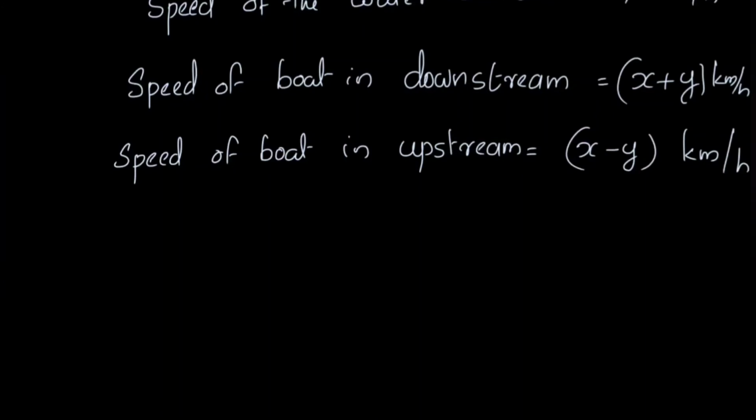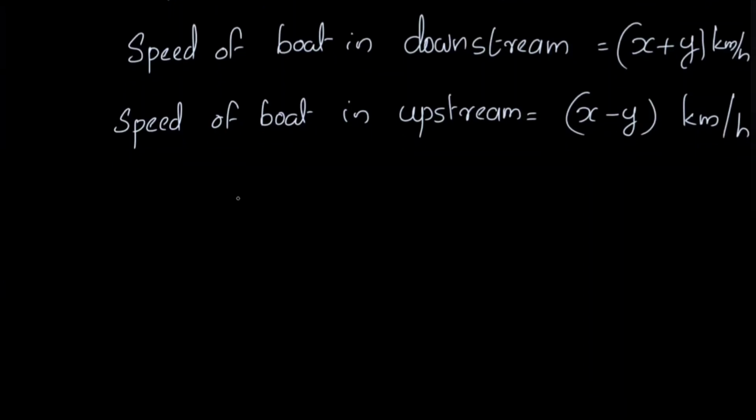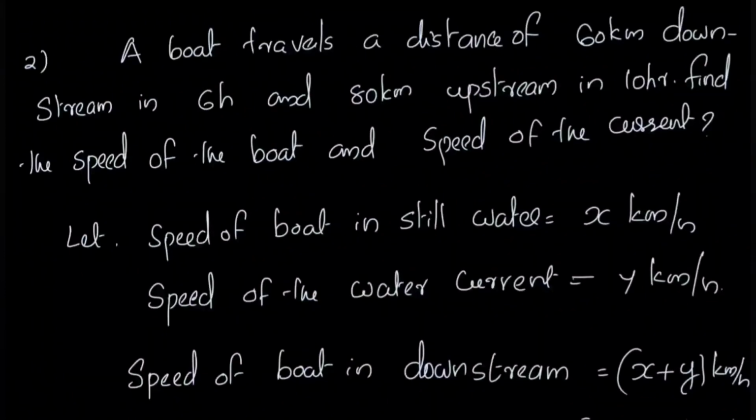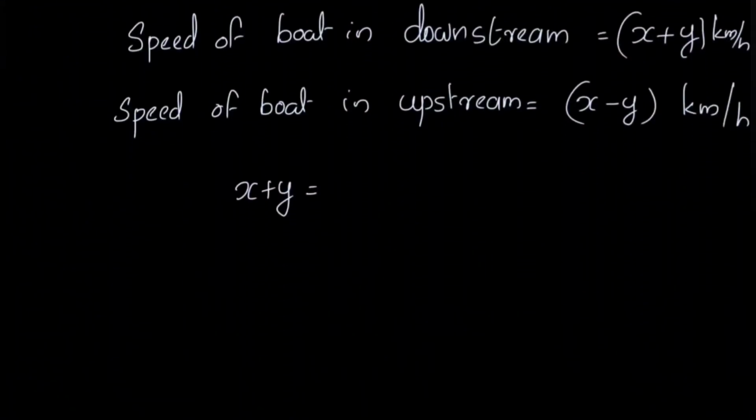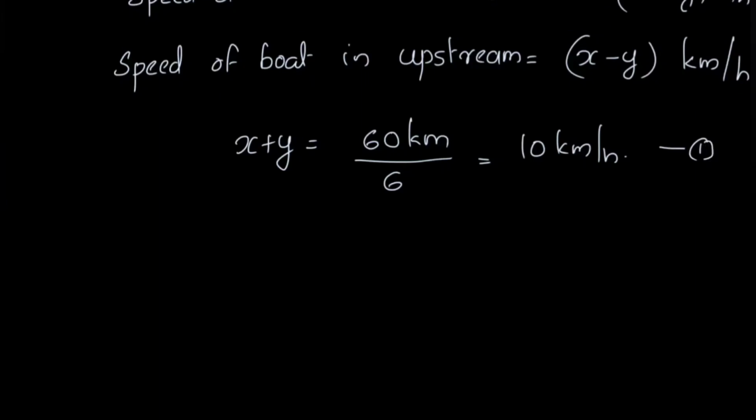Here, the downstream speed x plus y is given as, what is it equal to? It is equal to 60 by 6. Speed in downstream means the distance traveled in downstream, that is 60 kilometers, and the time taken for traveling is 6 hours. So it is equal to 10 kilometers per hour. This can be written as equation 1.